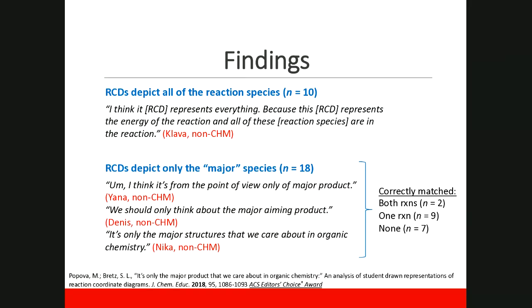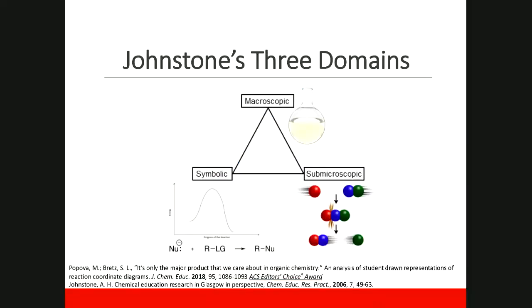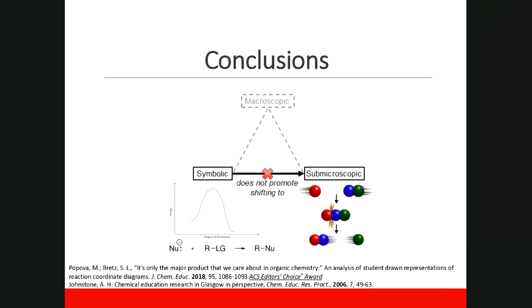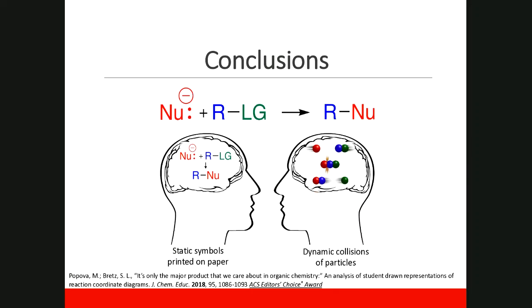And when we think about this from the point of view of interpreting this learning theories, we didn't look at the macroscopic domain here, but we looked at students' ability to make connections between the symbolic and submicroscopic domain. And what we can see is that when students in our study were looking at the symbolic domain representations, that did not promote them to think about the dynamic collisions between particles. And really, what we can say here is that when students are looking at static symbols printed on paper, that's what they're thinking. They're thinking about static symbols printed on paper, and we can really talk here about the notion that the particles that are dynamic in the minds of experts remain static in the minds of novices.